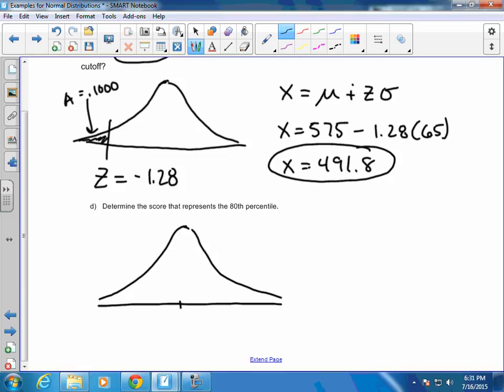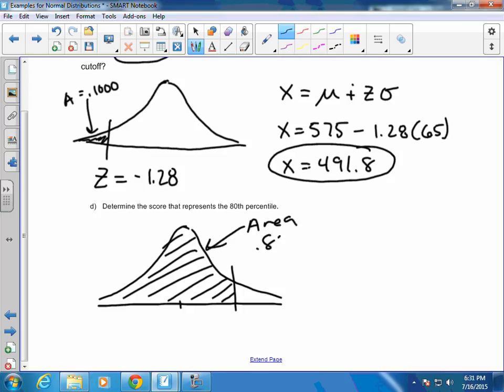Too bad that didn't say 50th, because for the 50th percentile the z-score would be 0. It would be exactly the mean, right? Because a normal distribution is perfectly symmetric. The mean and median would be the same thing. So the 50th percentile, the median, I could just say, oh, it's 575. Well, it wanted the 80th percentile. So the 80th percentile is going to be a value so that the area to the left is 0.8 or 80%.